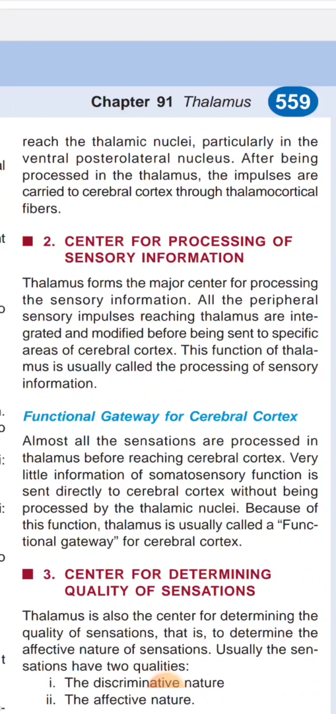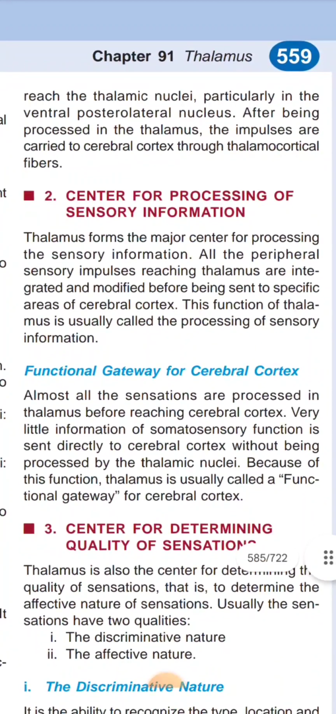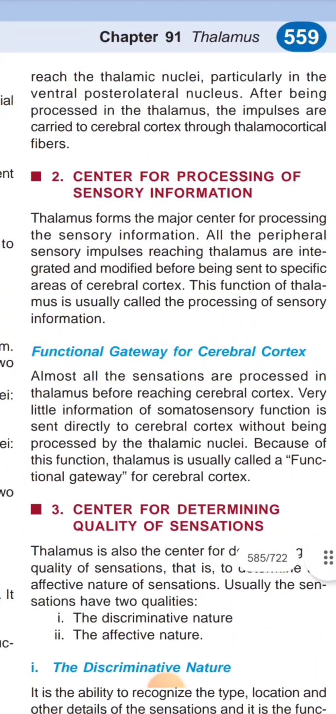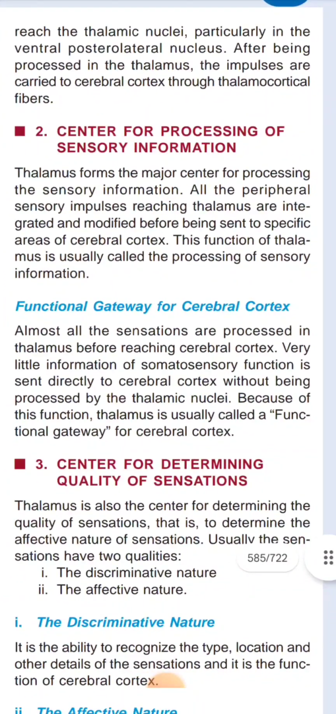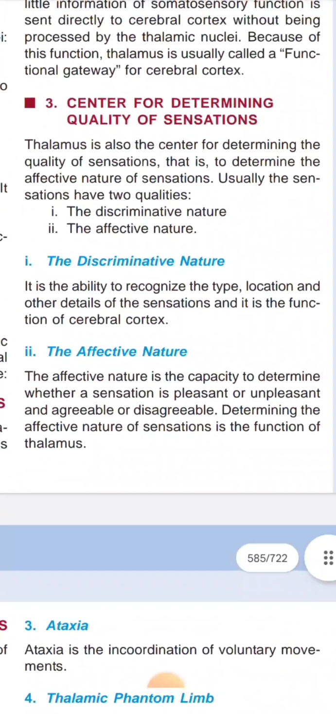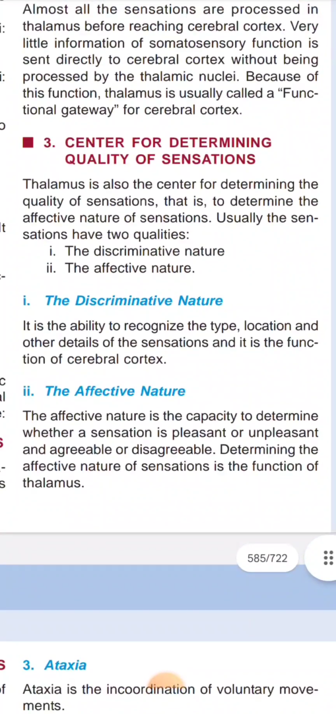So senses are carried in the same pathway, while coming to the thalamus they get interpreted and modified and specified as to where they have to go in the cerebral cortex. This function of thalamus is usually called processing of sensory information. Next, center for determining quality of sensation.